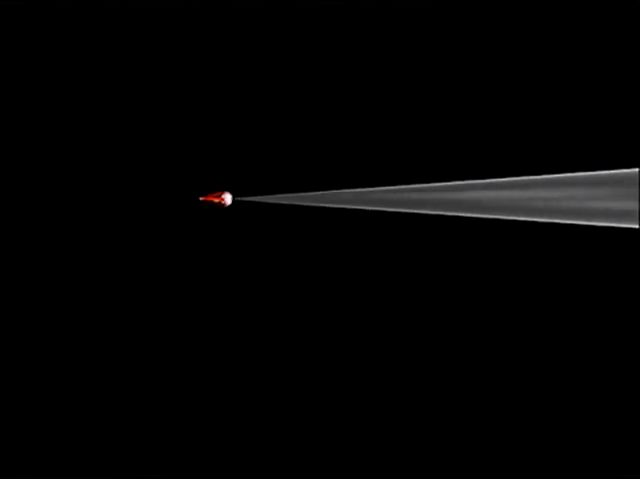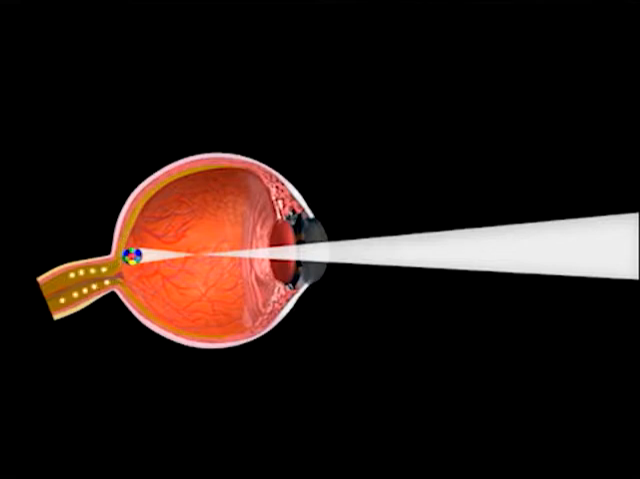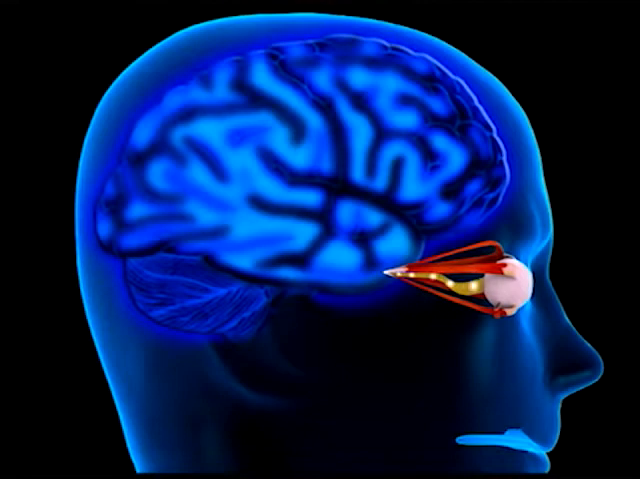So, light rays reflected from an object enter the eye, get focused, converted into electrochemical signals, delivered to the brain and seen as an image.